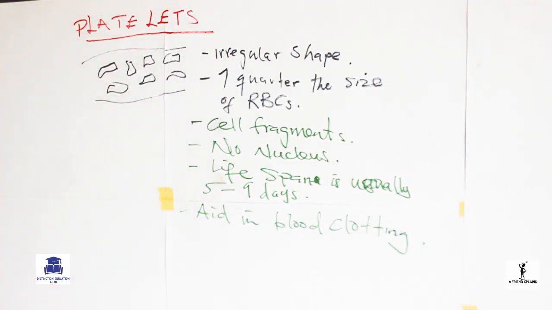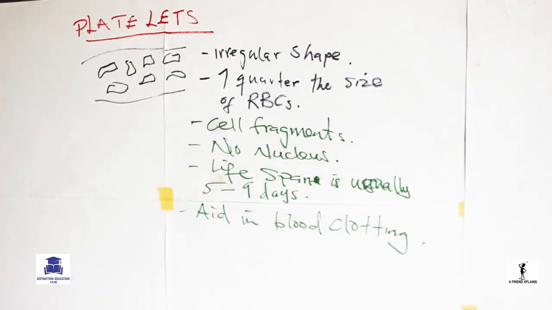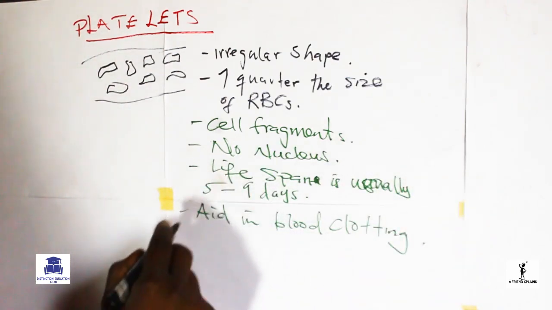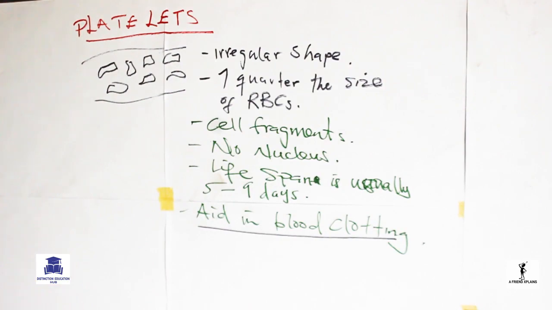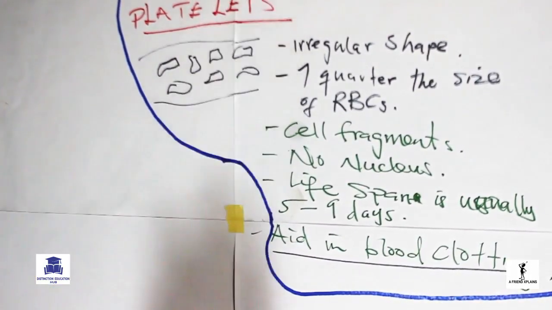So that's a few things in terms of their shape, in terms of what they are. They are cell fragments that are enclosed in one membrane. They don't have a nucleus, just like the usual red blood cells. Then their lifespan is usually 5 to 9 days, and their basic function is that they aid in blood clotting. We'll look at clotting as a function of blood. For now, let us look at another composition of blood. So that was about the platelets.